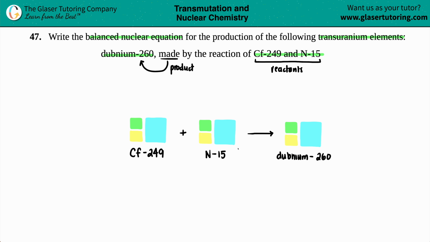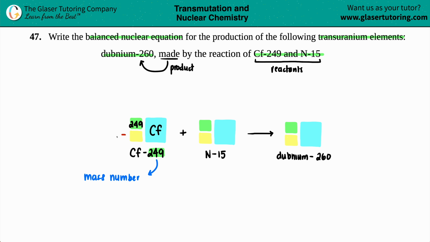Okay, so let's start with Cf-249. Cf, Californium, is the element symbol, so I'm just going to put Cf here. And now the 249 is the mass number. They do have to tell you the mass number because it can change for isotopes of the same element, because you can have different numbers of neutrons, which means that your mass number is going to change. Now the mass number is always the top number of your nuclide notation. So I'm going to put a 249 up top here.